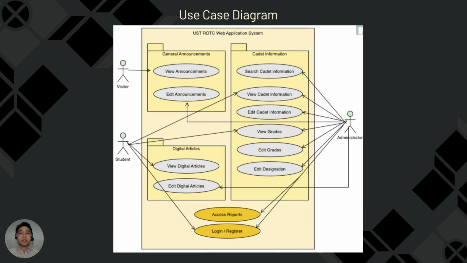So this is the use case diagram showing three different external users accessing specific types of information or pages. So we have the visitor, student, and administrators.